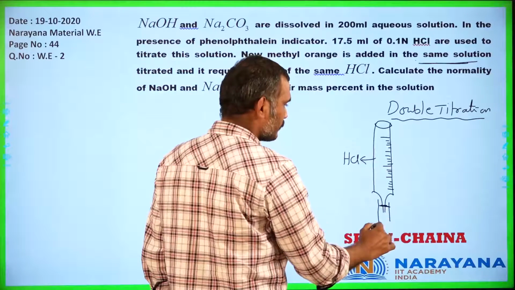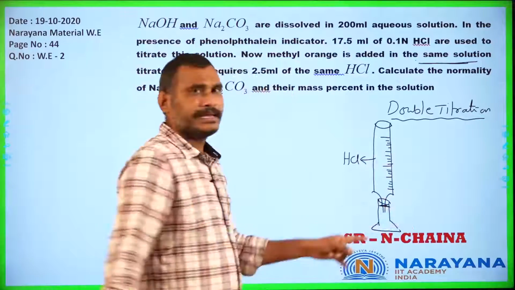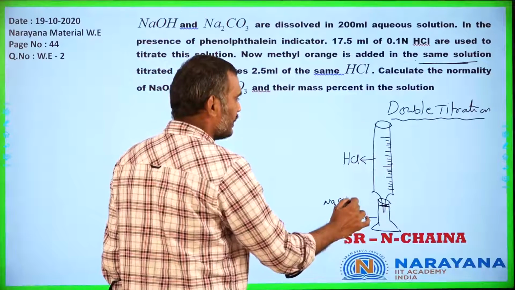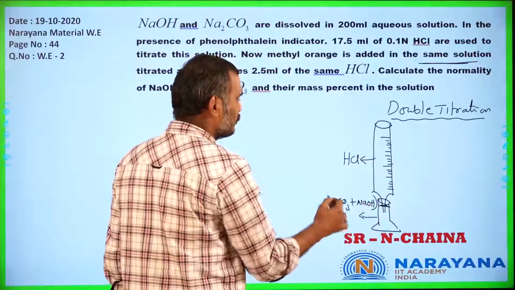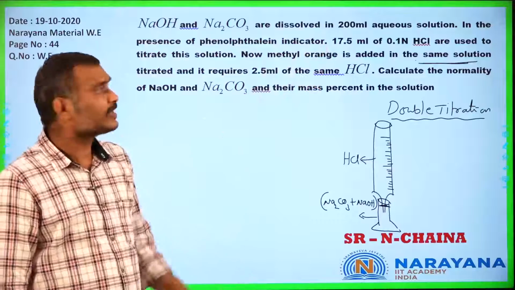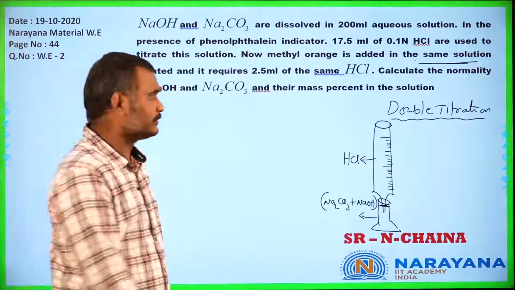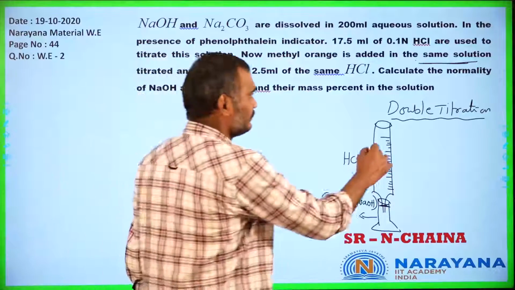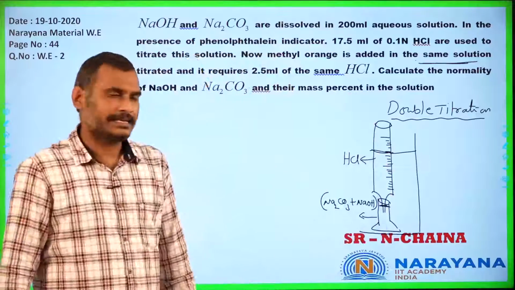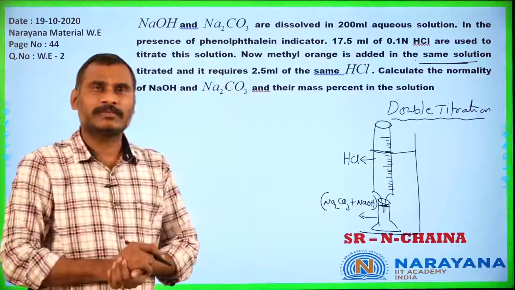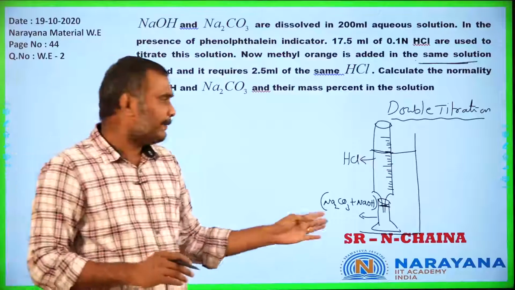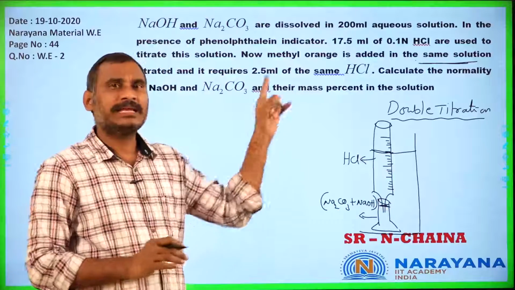Now we are taking the mixture. Which mixture? Sodium carbonate and sodium hydroxide solution, which was given, 200 ml aqueous solution. Now we are titrating against HCl. So sodium carbonate and sodium hydroxide, actually, this is a basic medium. Yes or no? In this basic medium, we are taking phenolphthalein indicator.